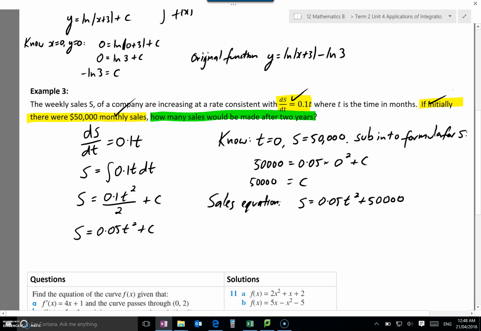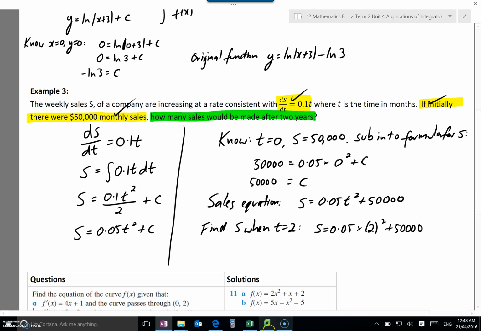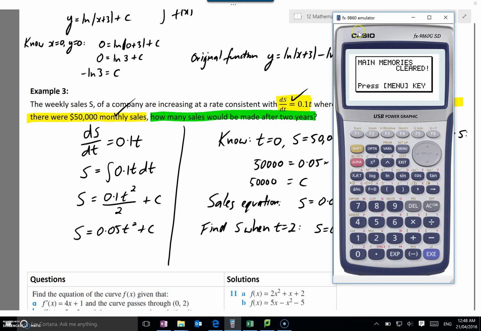I'll look back to the question, make sure I answer the question. How many sales will be made after 2 years? Great, I've got the equation, but I haven't answered the question. So now I need to find s when t equals 2, so I'll substitute that in. s equals 0.05 times 2 squared plus 50,000. I'll go to my calculator for this.